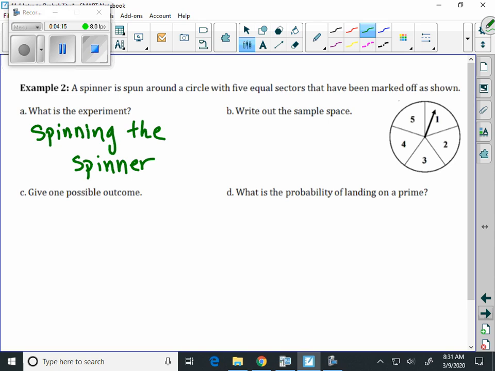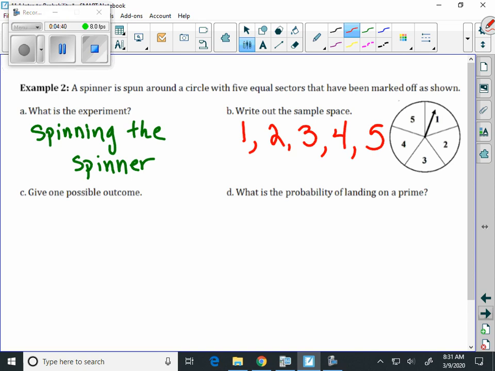The sample space. Well, what are the possible answers that we can get? We can spin and get a 1. We can spin and get a 2. We can spin and get a 3. We can spin and get a 4. We can spin and get a 5. So that's our sample space.